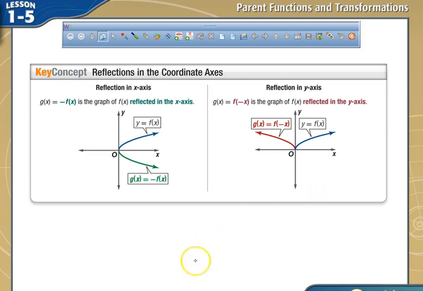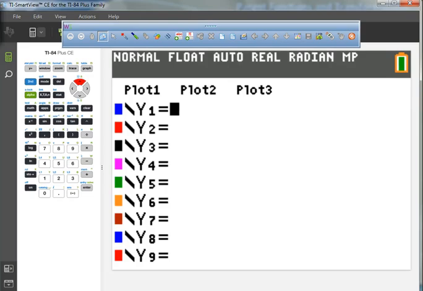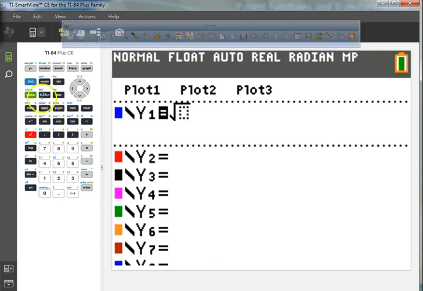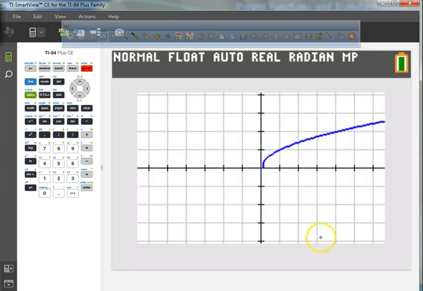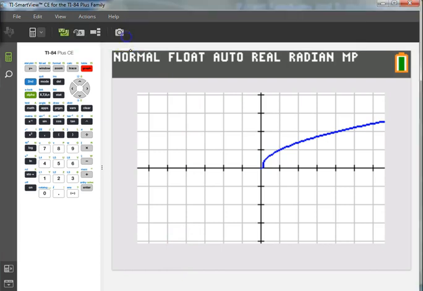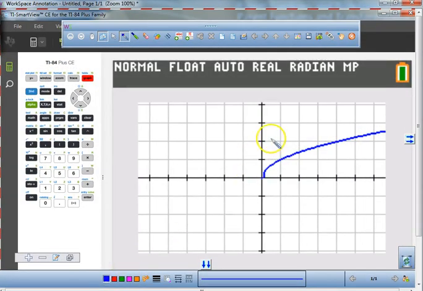Anyways, so what I want you guys to do, go to your graphing calculators. Hit second x squared. We're going to say x, so the square root of x, and hit the graph button. All right. So here we have y equals the square root of x.